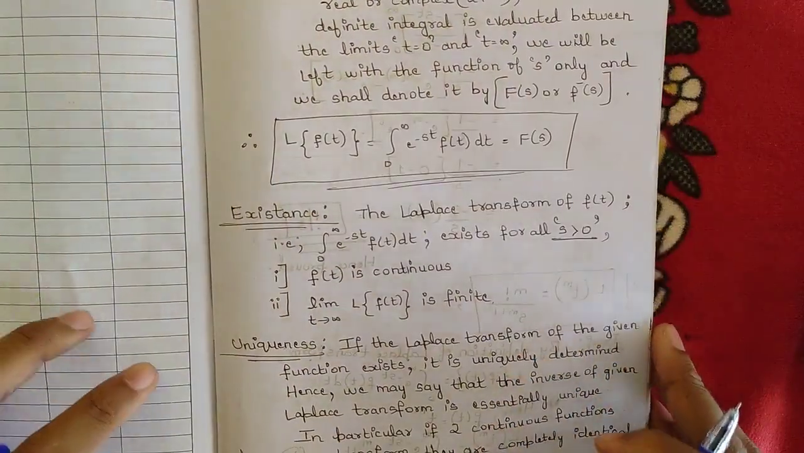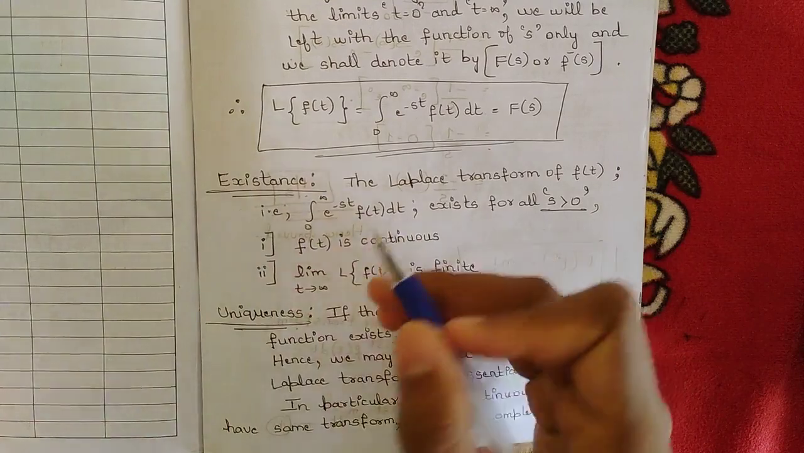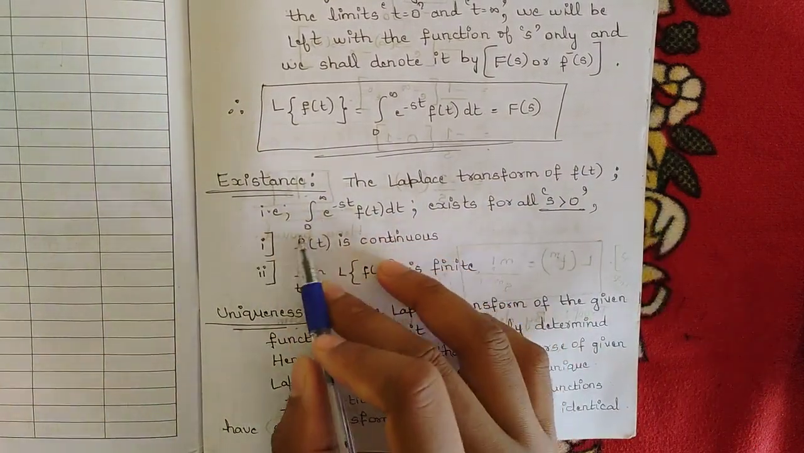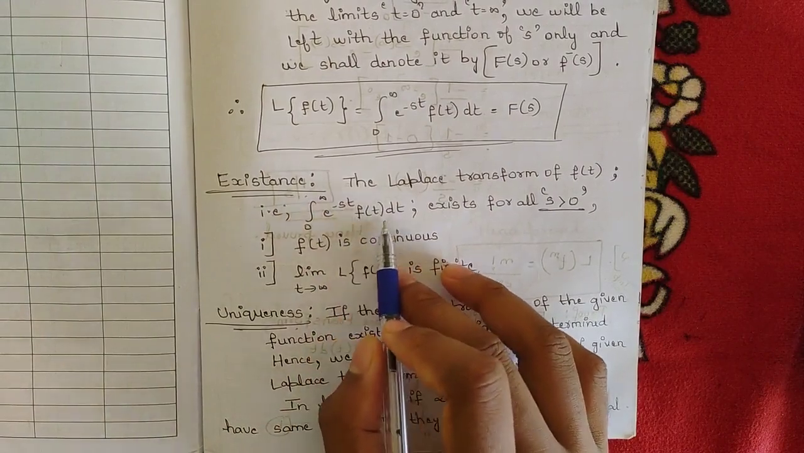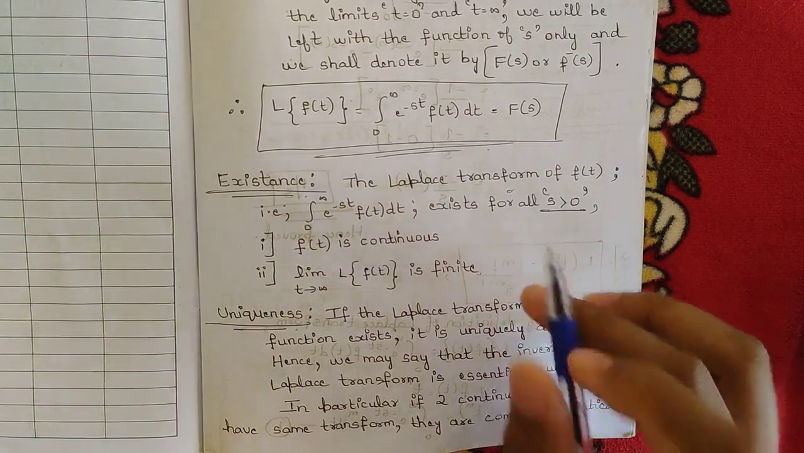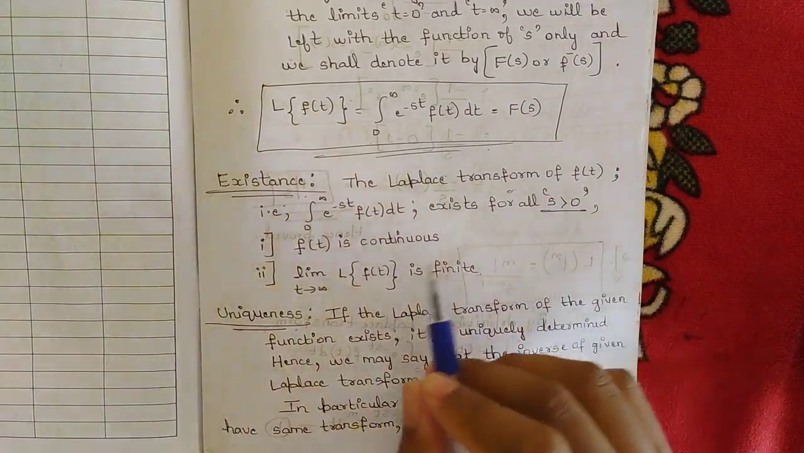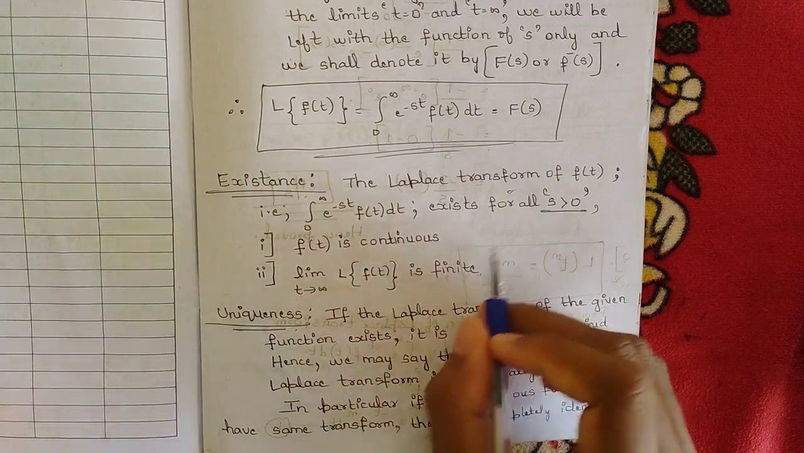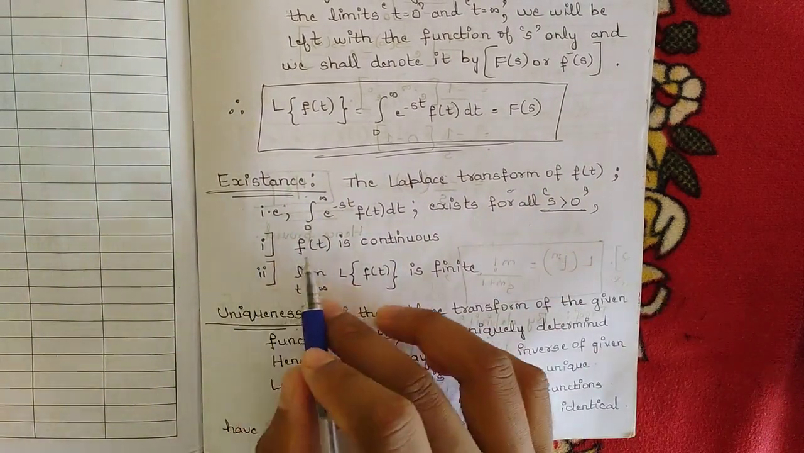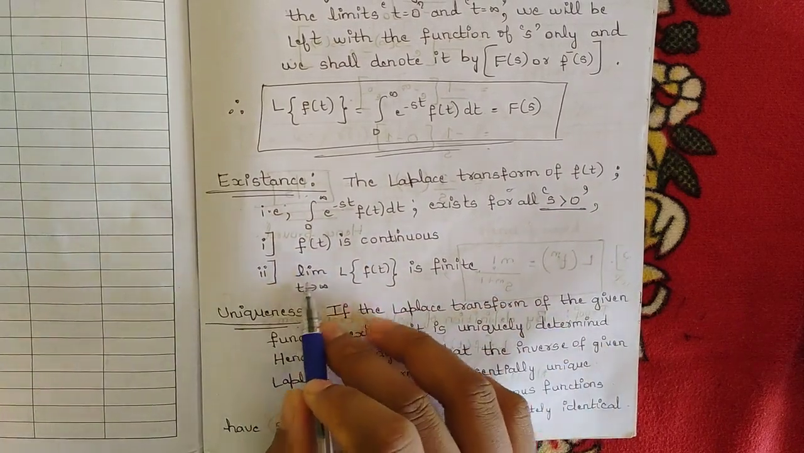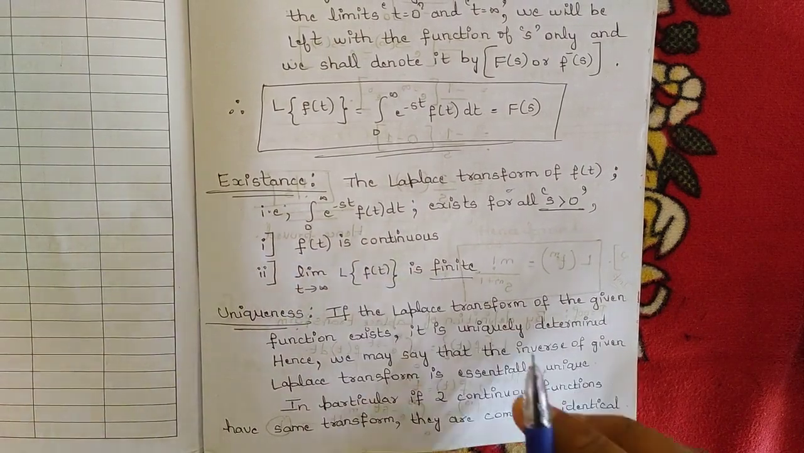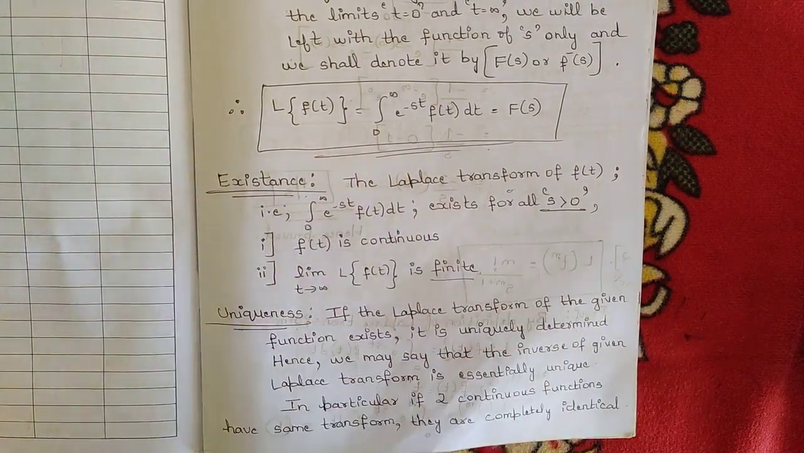Now let us see the existence part, that is how it exists. The Laplace transform of f of t, that is the integration from 0 to infinity of e power minus st f of t dt, exists for all values of S greater than 0. It should be strictly positive in order to exist, and f of t is continuous. Also, as t tends to infinity, the Laplace transform of f of t is a finite integral. So this was the existence part.